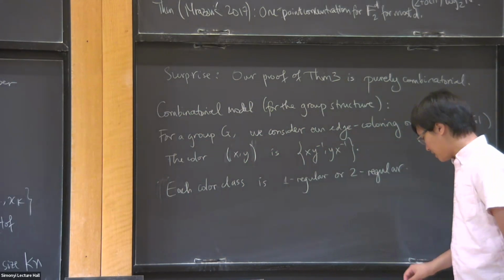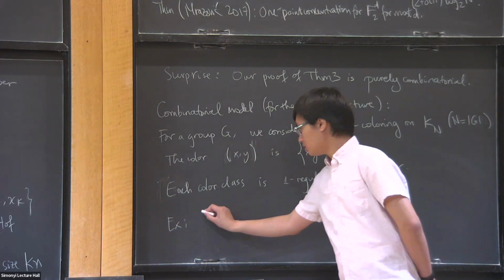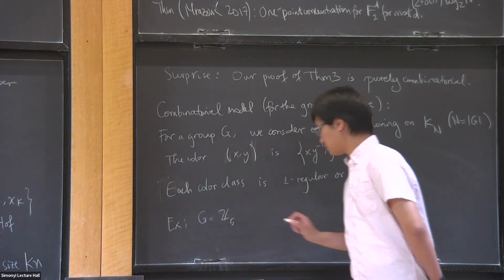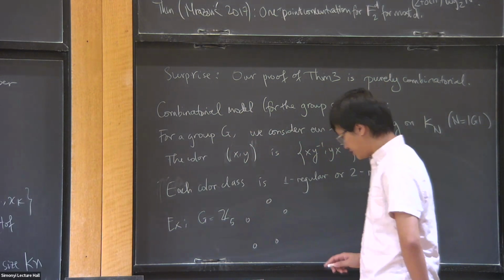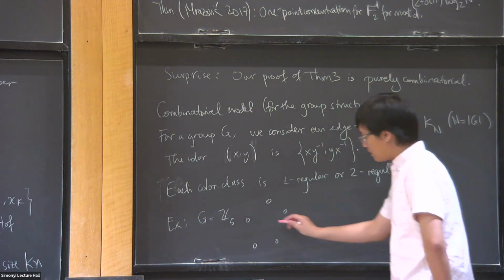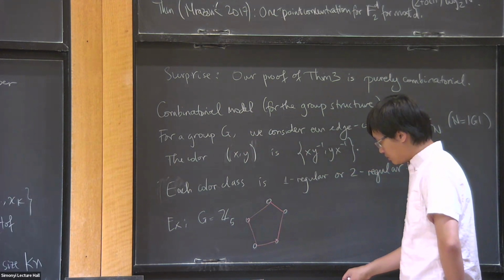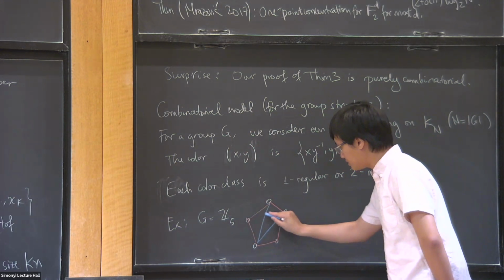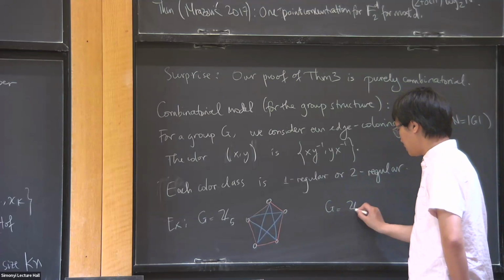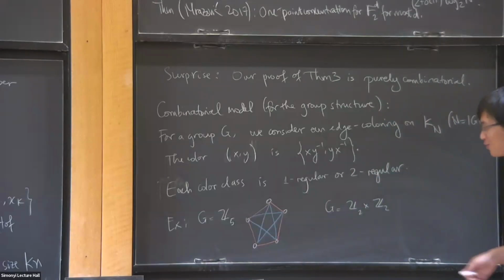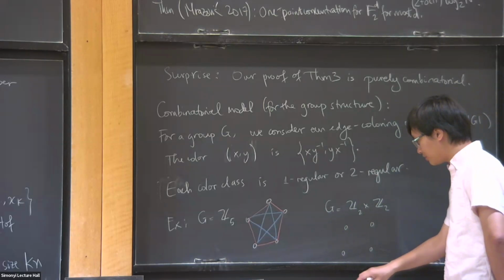So just as some examples, if we consider the group G being Z mod 5Z, then the group elements look like 5 vertices of a cycle, and the color classes are going to be the 2 complementary 5-cycles that we have here. So we see that each color class in this case is 2-regular. And in the other case, we can consider the group G, the hypercube of 4 vertices. And in this case, we'll see that the color classes are just perfect matchings, so they are now 1-regular.